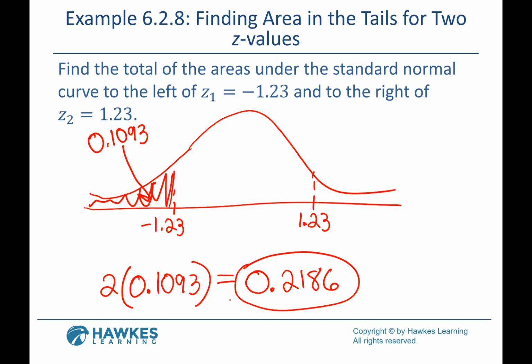And if you forget that, it's okay, because what happens if you go to do it the other way? For this one, to find this area, you would look up the negative and you get the same number. 0.1093 plus 0.1093 is the same thing as 2 times 0.1093. So not a big deal. But it's just a little thing to think about. If you keep that in mind, it saves you a little bit of brain power down the road. Not much, but a little.